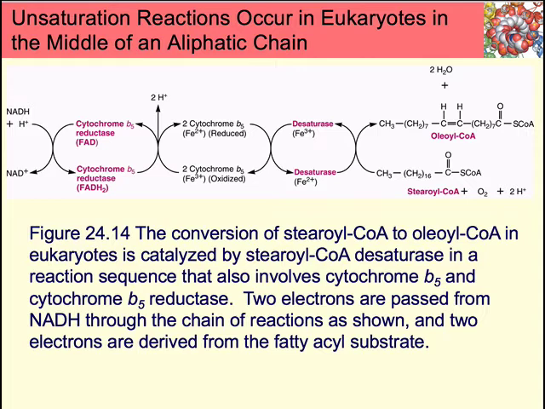Unsaturation reactions occur in eukaryotes in the middle of an aliphatic chain. And you may find this diagram to be puzzling at first, but we're going to walk through it carefully. What's the point of the reaction? We're trying to introduce unsaturation in a saturated chain, so we're taking a single bond to a double bond, which is an oxidation. So the real purpose of all this is an oxidation, but you start over on the left and find out that electrons are involved in this process, as if it were a reduction.